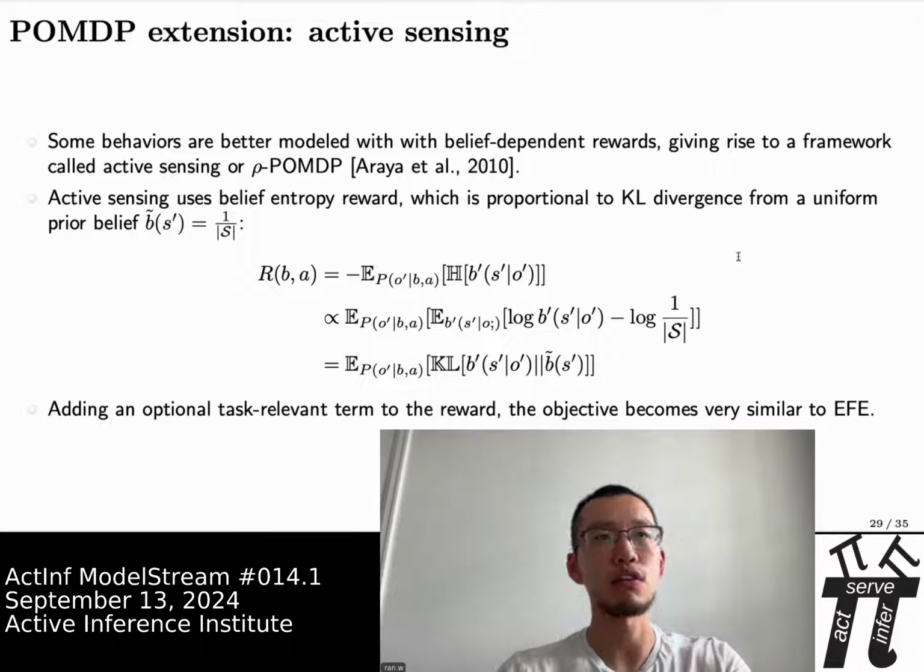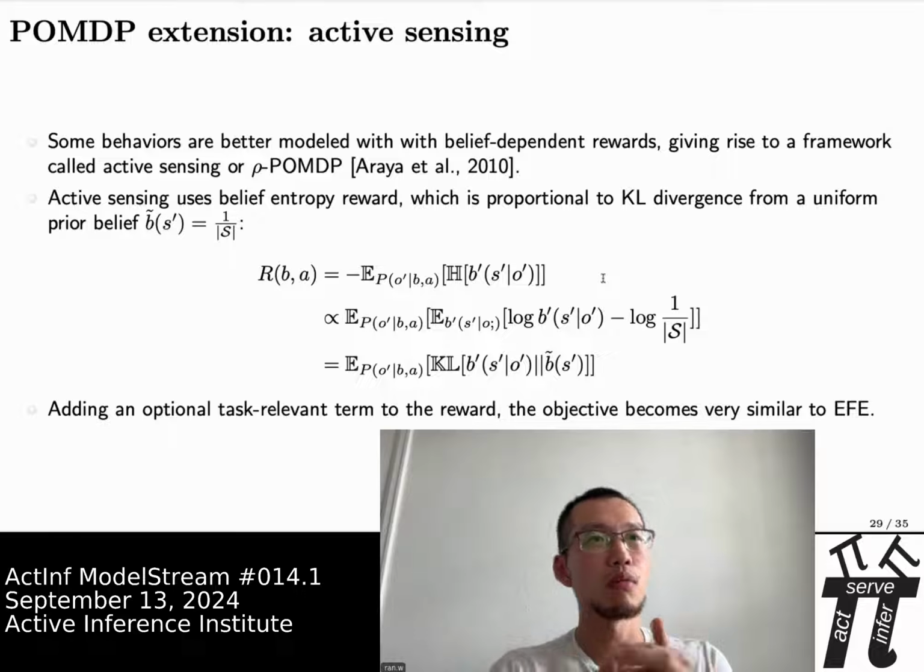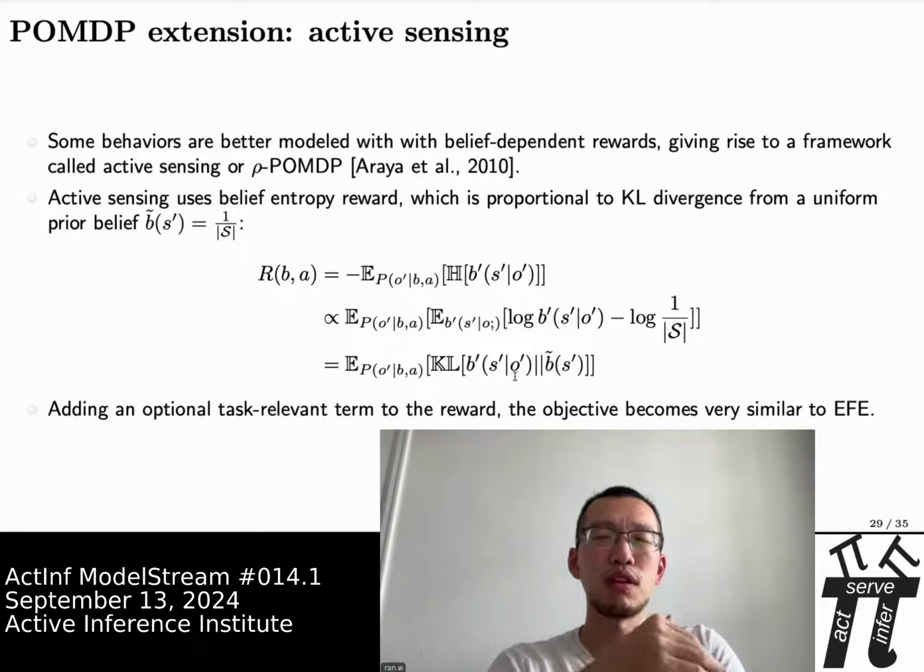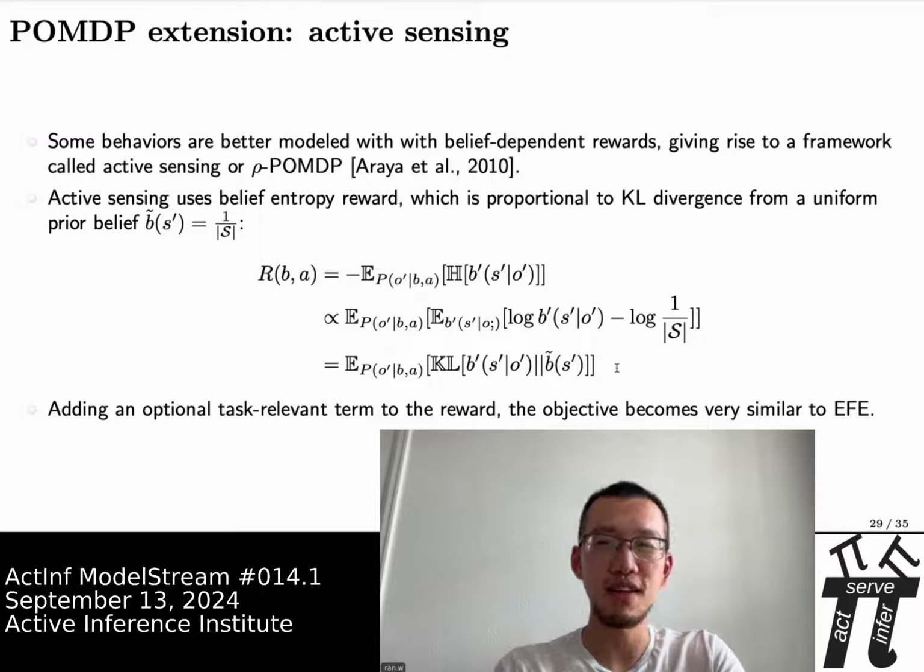So the objective function in this framework usually is just to minimize entropy of belief, but not the one-step belief entropy, rather the cumulative belief entropy along the entire planning horizon. Something very interesting about this is that if we introduce a uniform prior belief that doesn't change over time steps, then minimizing belief entropy is actually proportional to maximizing the expected KL divergence between an updated belief and a uniform prior belief. So this looks really similar to the information gain objective in EFE.